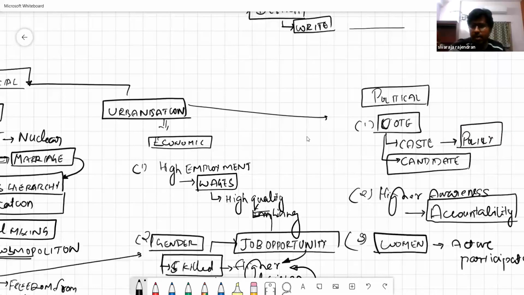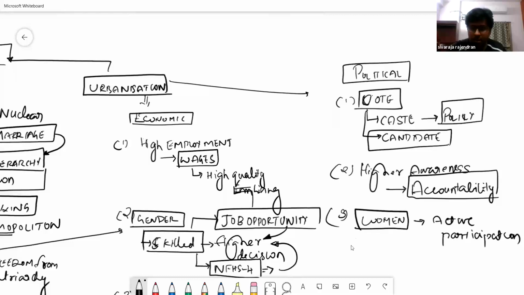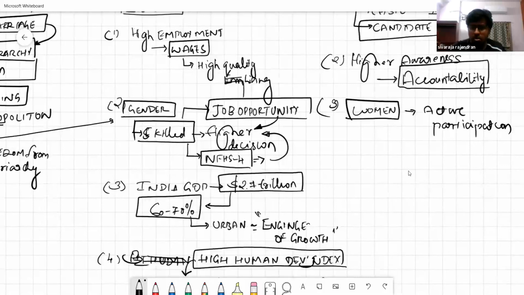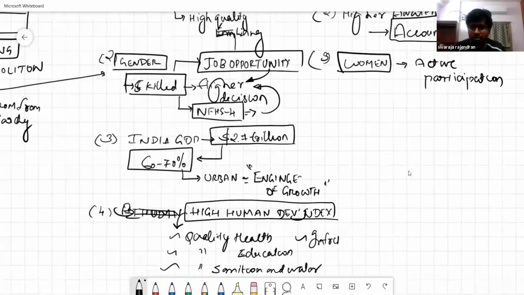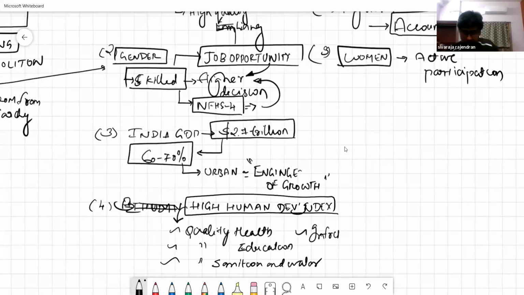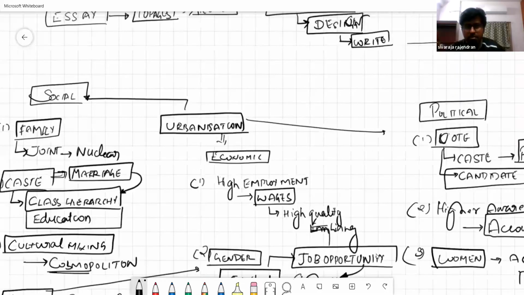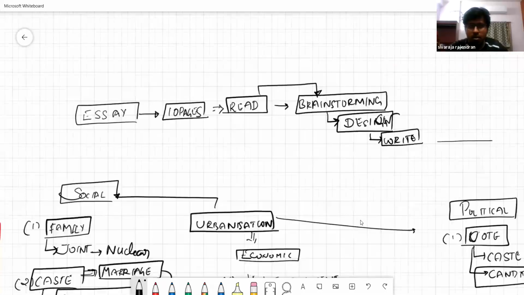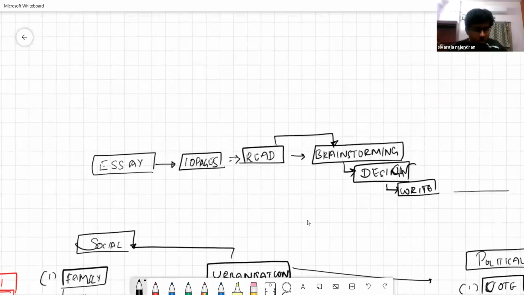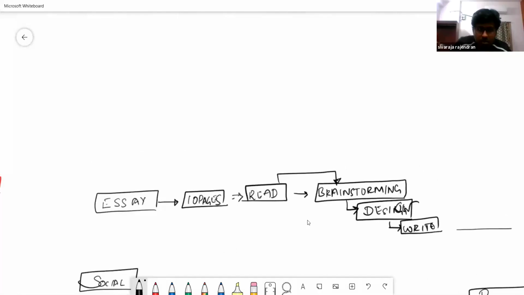Literacy rate, the high human development index we discussed. In the high human development index, I have education here. So education is high. Education, health, sanitation, water, everything is high. But next, see this essay. I will tell you how you are going to put it in the paper. There will be 10 papers.